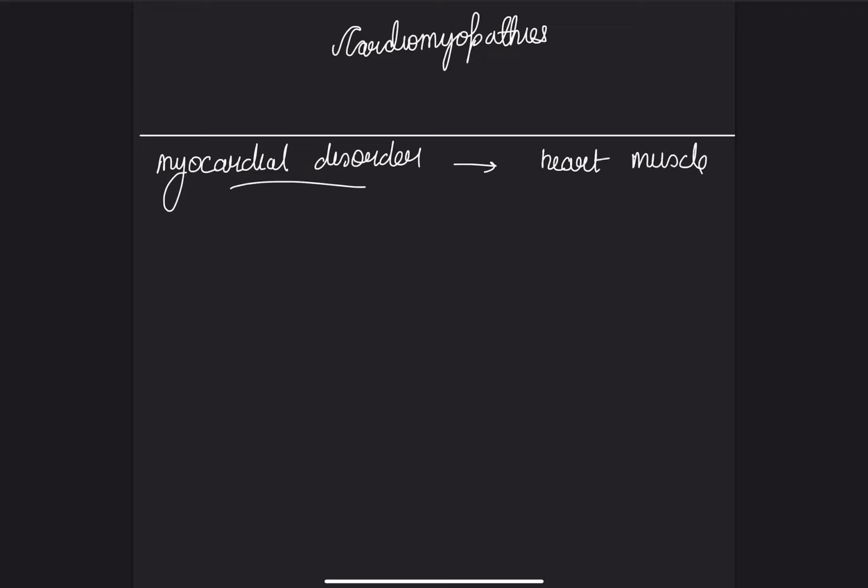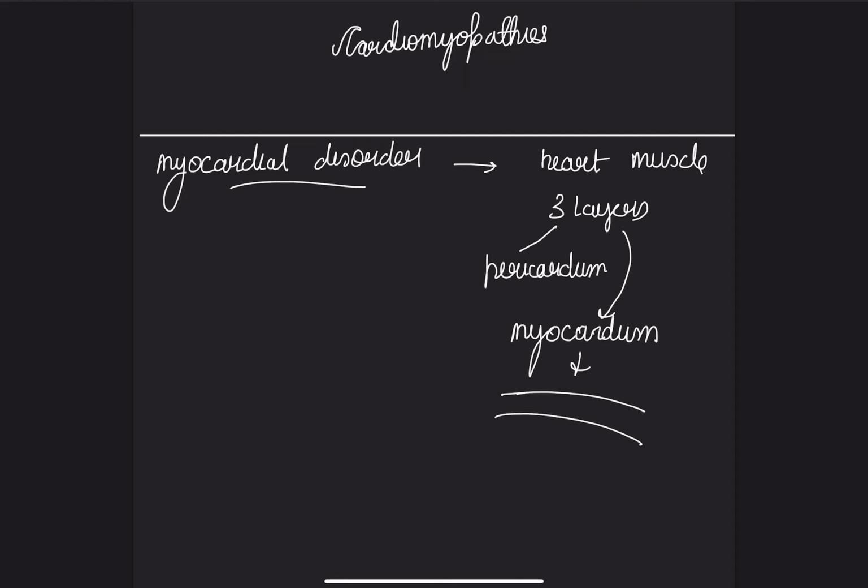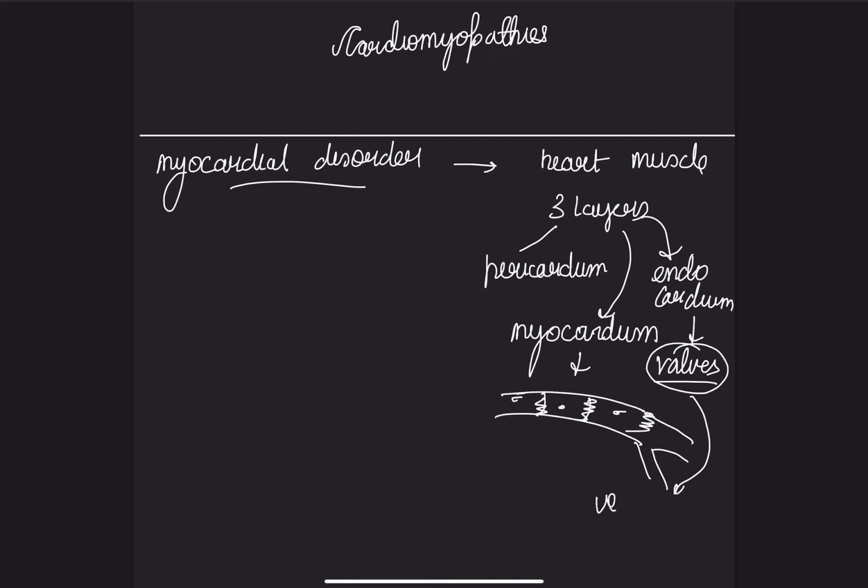As you know, the heart has three layers. One is the pericardium, which is the outermost layer. Then comes the myocardium, which is a muscular layer that has the cardiac muscles, which are branched and form a syncytium, right? And it has striations. Then we have the endocardium, which lines the valves also, and it is a main reason for vegetations in rheumatic heart disease.